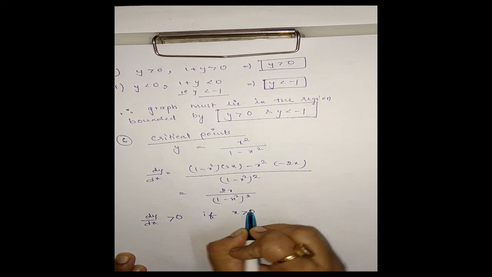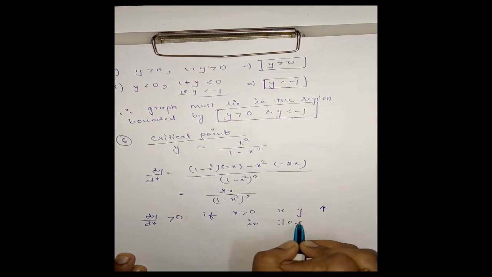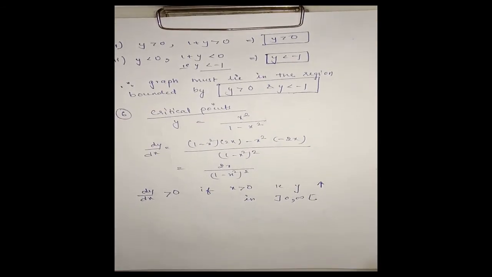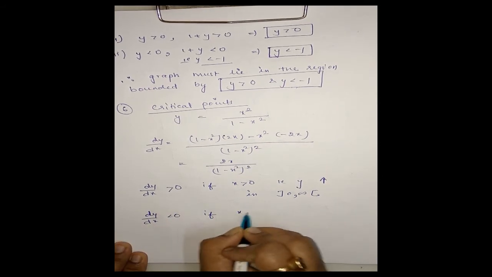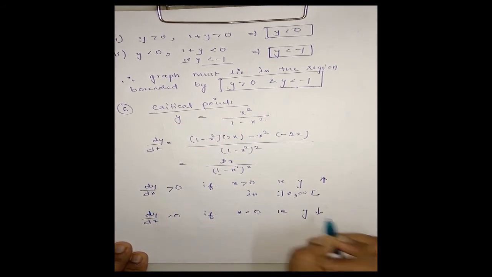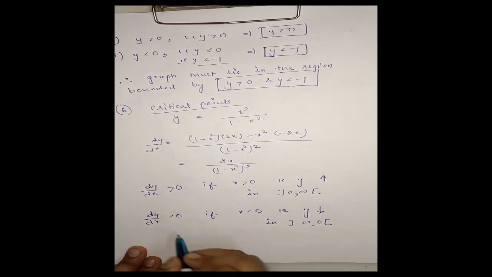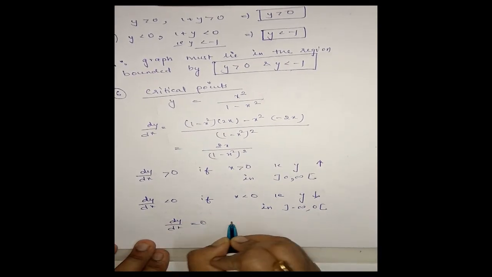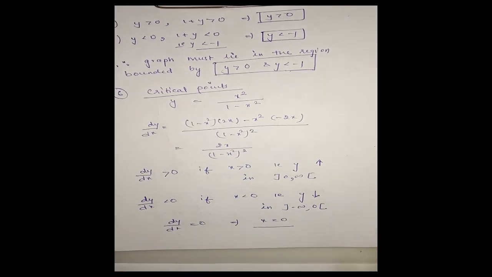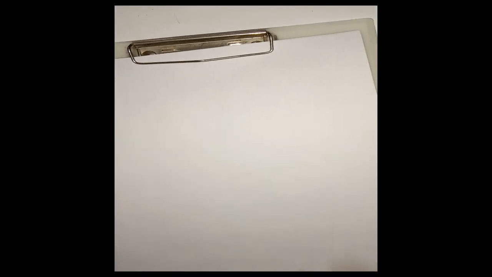Now dy by dx is positive if x is positive, that is, y is strictly increasing in the interval 0 to infinity. And dy by dx is less than 0 if x is less than 0, that is, y is decreasing in the interval minus infinity to 0. Also, dy by dx is equal to 0 implies x is equal to 0. Now we have to find the maximum or the minimum value. For this we have to find d2y by dx square.